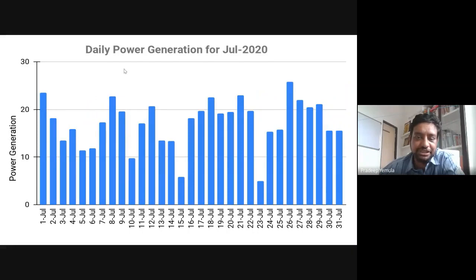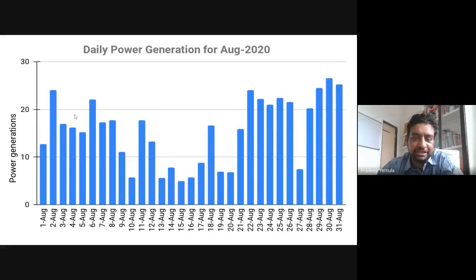Now, if you see July and August, we can see that for the entire stretch around August 13, 14, 15, it is below 10 units. Normally, we expect 20 units, but the generation is less than 10. That is because of rains. In the month of August, if the rains occur, on a rainy day the production of the solar panel will be much less. So that is what is shown here.